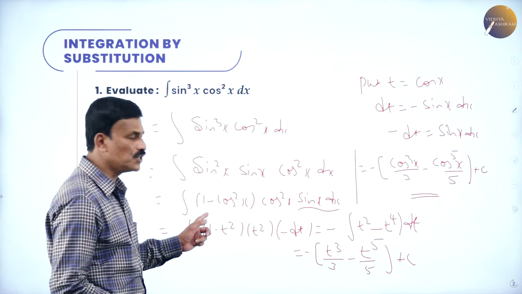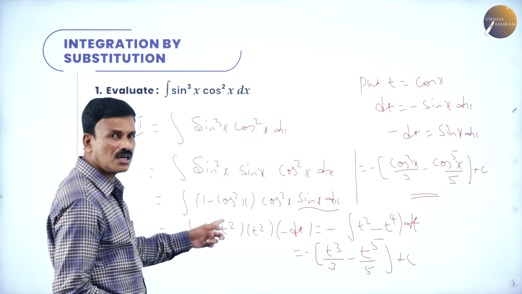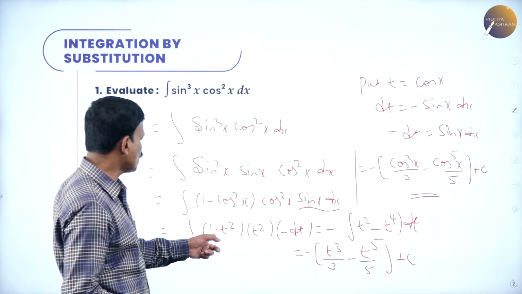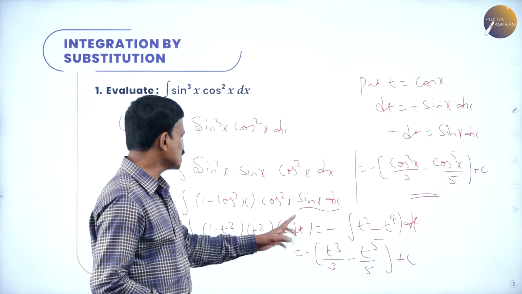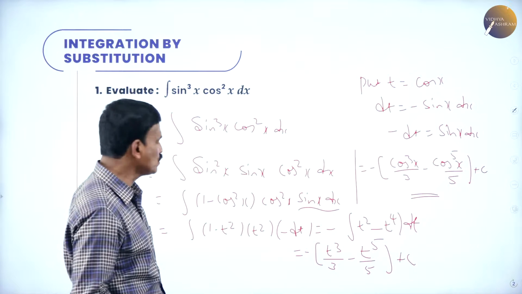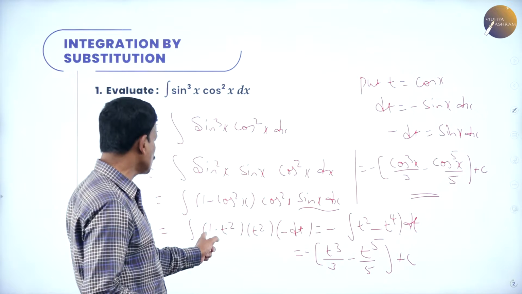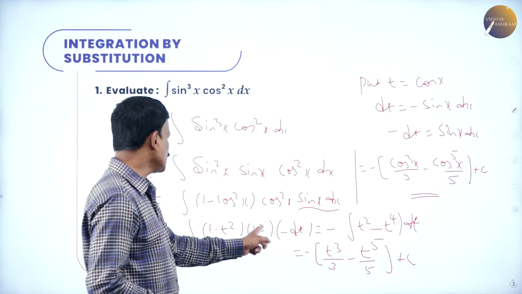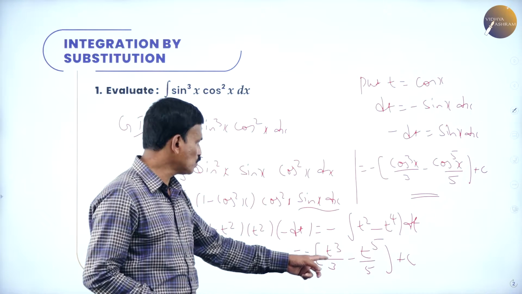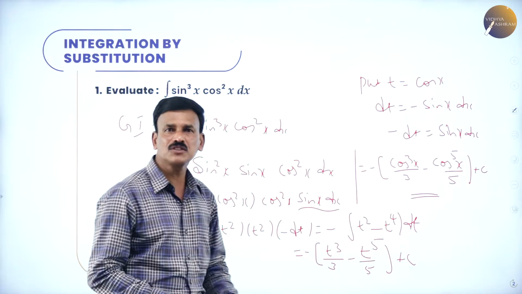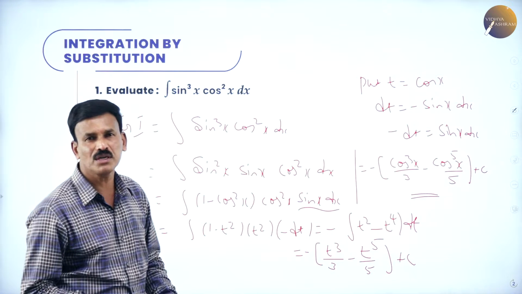This given integral reduces to 1 minus cos square, that is t square, into again cos square is t square, sin x dx is equal to minus dt. You can take minus out. So multiply t square into 1 is t square. Again t square into t square is t to the power of 4. Integral of t square is t cube by 3, and minus integral of t to the power of 4 is 4 plus 1 is 5, t to the 5 by 5 plus c.